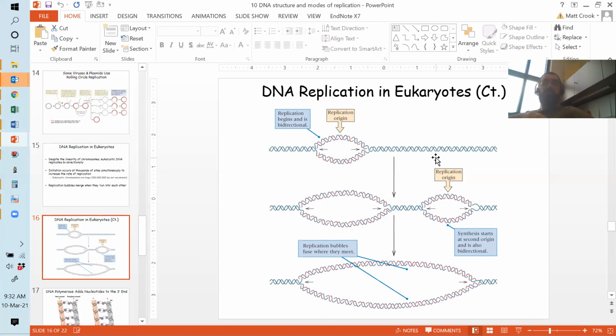And so what happens is, obviously, each one doesn't necessarily start at the same time, and you'll have your bidirectional replication going along, and essentially it'll keep doing that until it either hits the end of the chromosome or hits another replication fork or replication bubble, right? And these will then fuse. You'll fix the gap as a part of the DNA replication machinery.